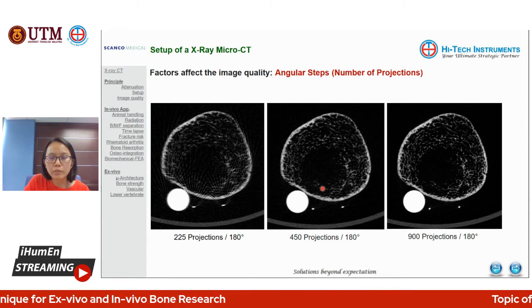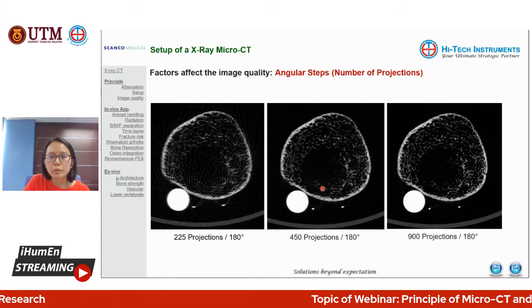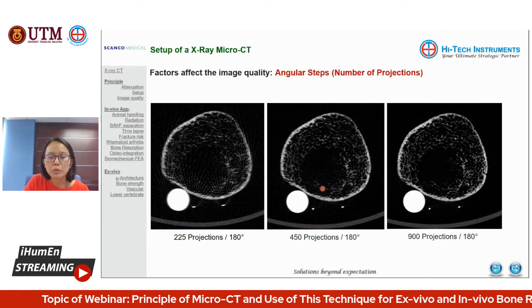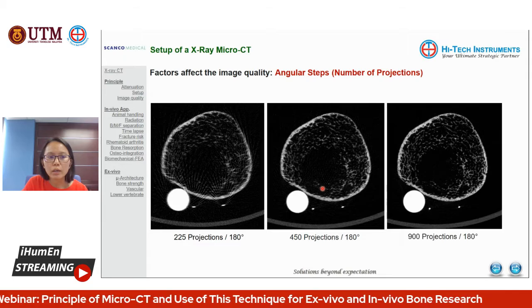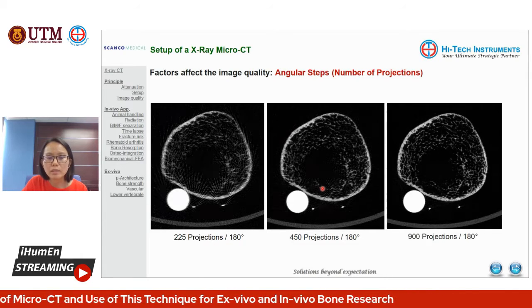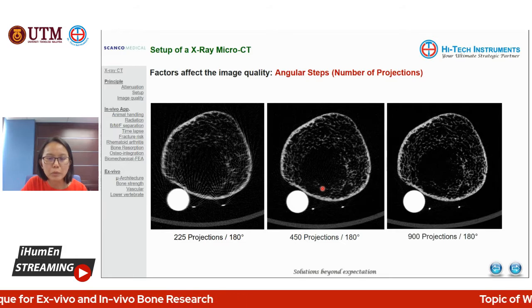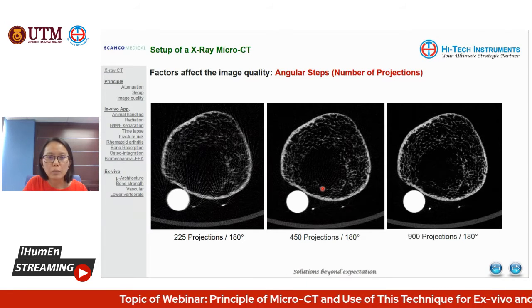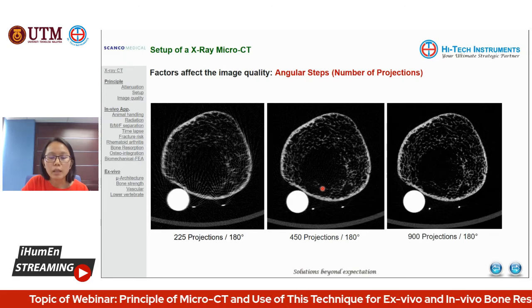So for live animals, whereby radiation exposure is a critical factor, it will become an issue, so you need to look for an intermediate, look for a balance, whether you require a fast scan or a good resolution with good data. So that's also one of the criteria you need to consider before you start the in vivo live animal scanning.